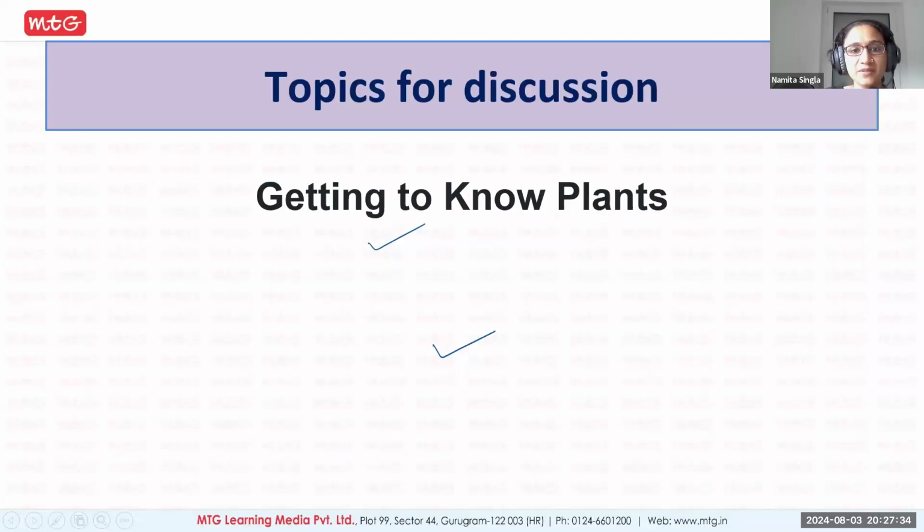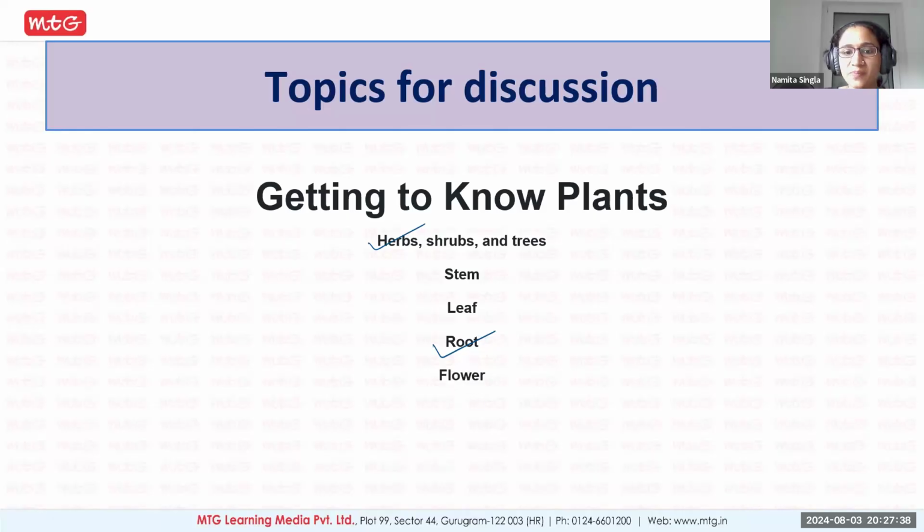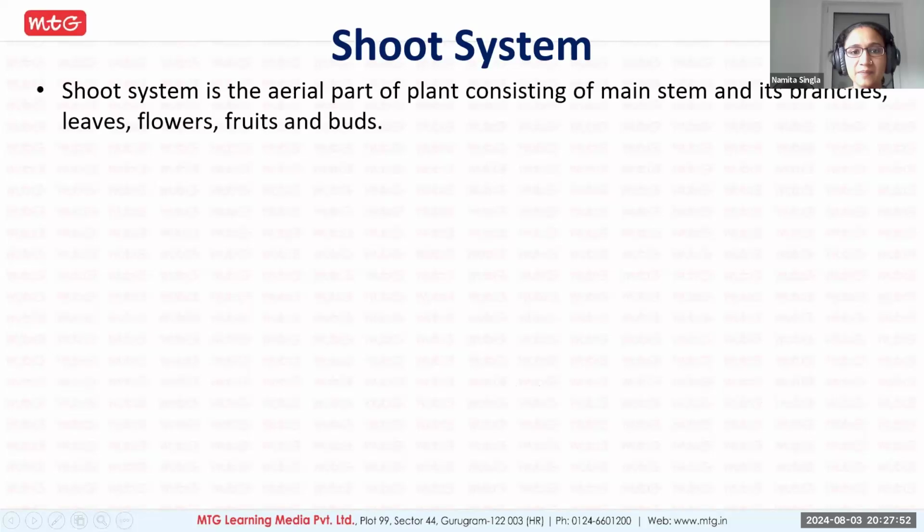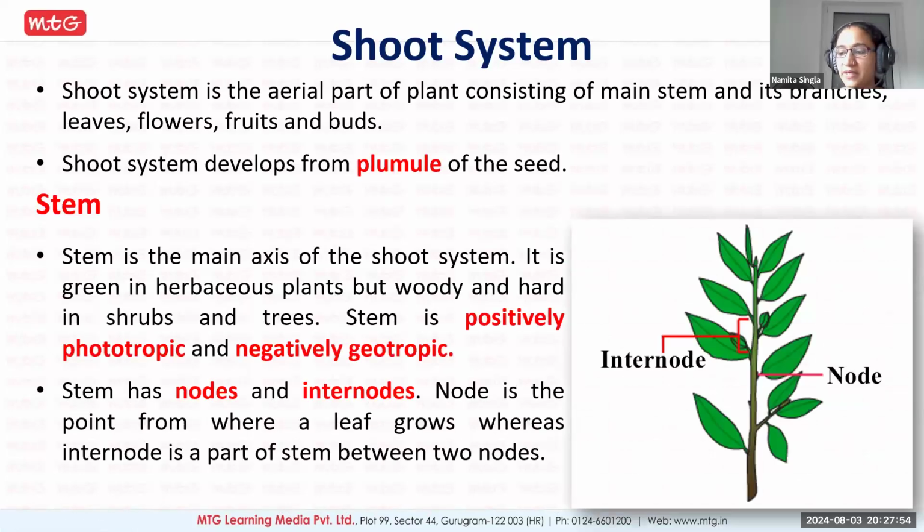World of Living part 2. See, these are the topics which will be covered. However, we have already talked about herbs, shrubs, and trees, and we have already talked about the root part. Roots we have studied. So we will be studying about stem, leaf, and flower. The structure of flower we will study in detail. Let me do this particular slide. After that, we'll be leaving the session.